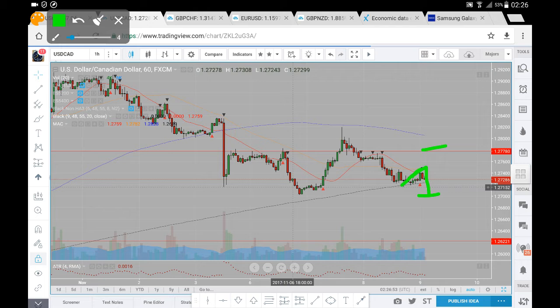Now, if we do break down from this 127.28, we'll be targeting 126.22 to the downside on this US dollar CAD. If we do see retracement upwards and we see some more sell side momentum taken out of previous lows, we'll be targeting 126.22.